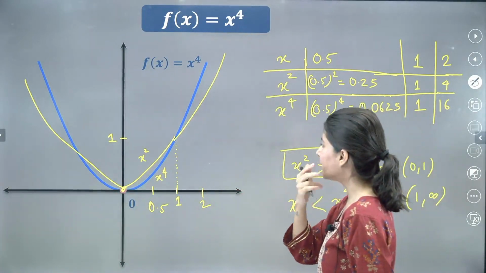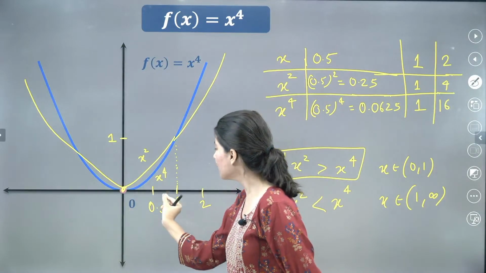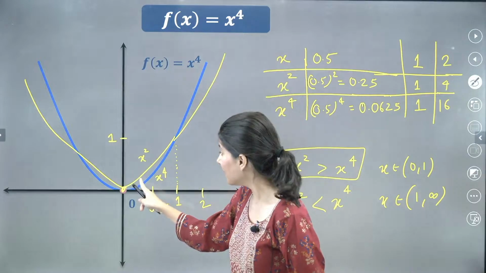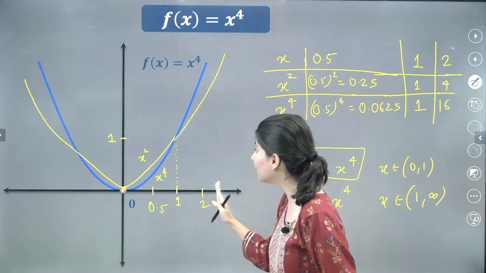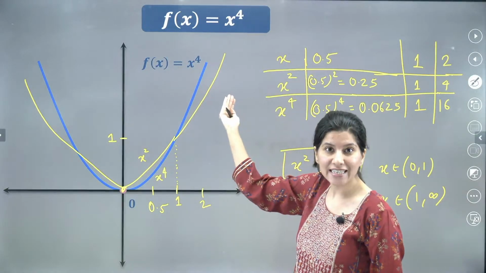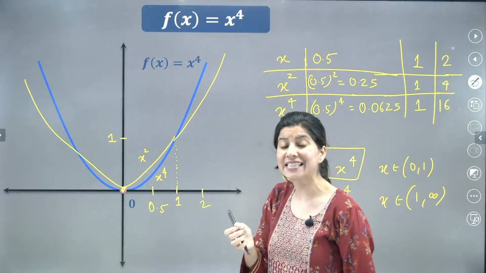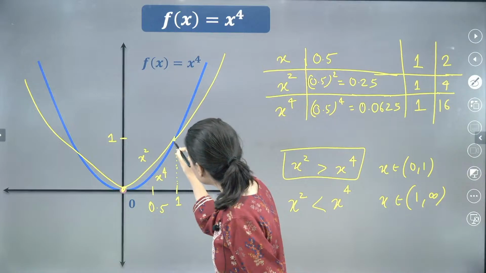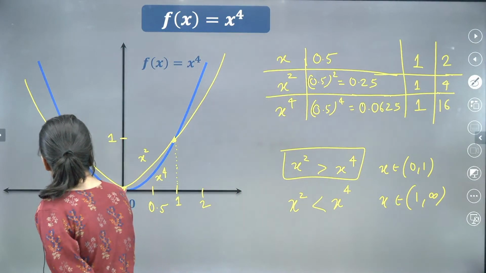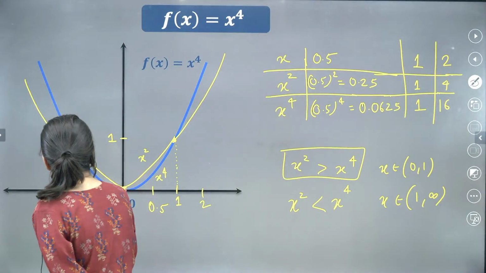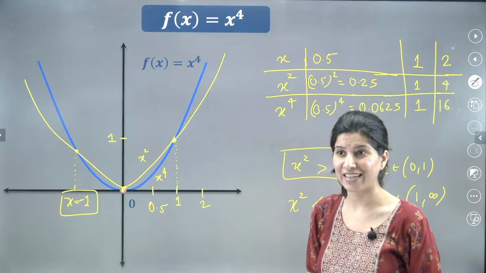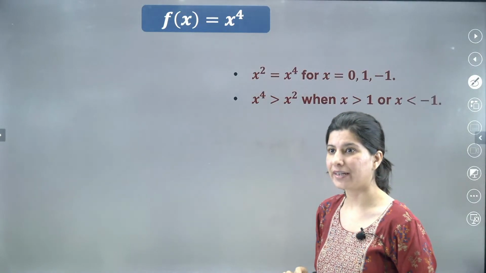So what happened over here? Did you notice that from 0 to 1, my x square was greater than x raised to power 4, but after 1, x raised to power 4 becomes greater than x square? They are equal at x equals 1 and they are also equal at x equals minus 1. This is a very important observation, by the way, my dear students.